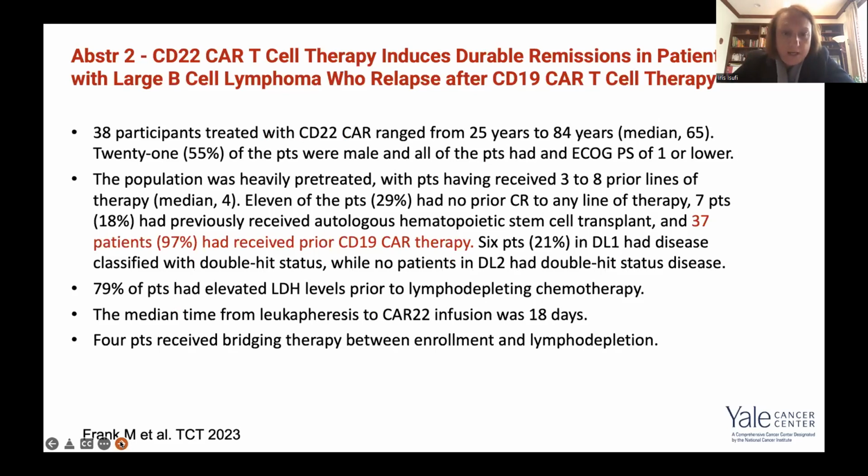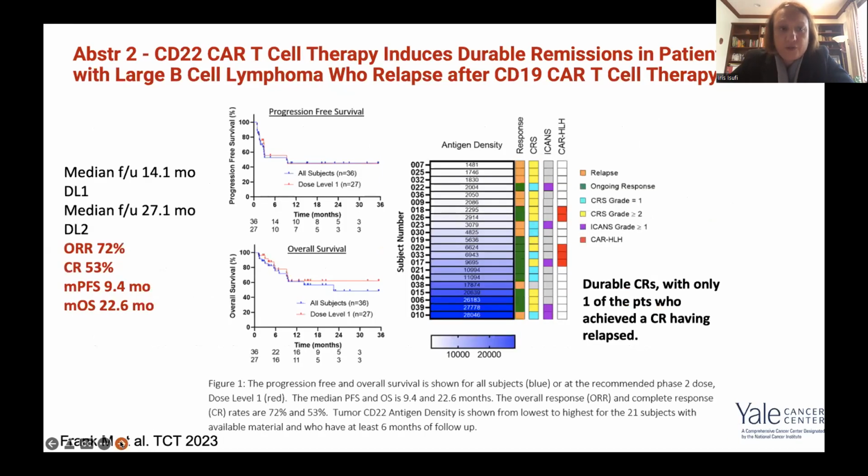And the median time from leukapheresis to the CAR-22 infusion was 18 days, so a bit shorter than what we would typically expect with the commercial products. And some patients did receive bridging. So the median follow-up has not reached the 2-year mark for some of the cohorts, but very importantly, the overall response rate and complete response rates were very high, higher than predicted, 72%, and a CR of 53%, which is similar to what we see with first-line CAR T.